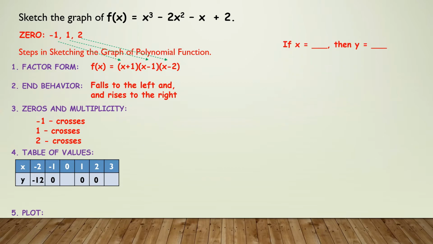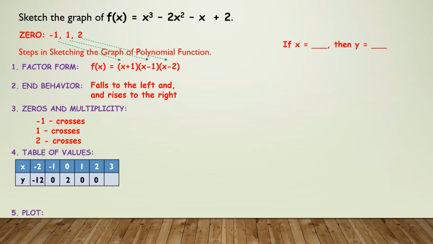Okay, next, if x is equal to 0, solving for y, we're going to replace the x with 0. So after this, we will have 1 times negative 1 times negative 2, which will give us positive 2. So if x is equal to 0, then y is equal to positive 2.